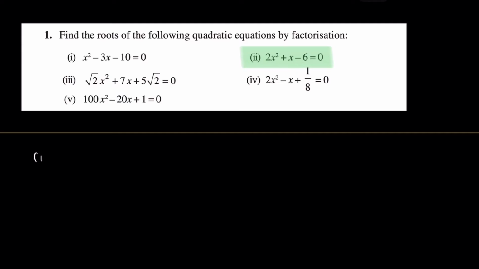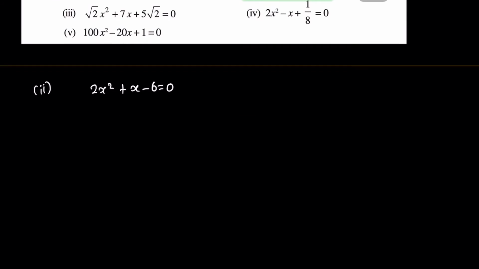Question number 2. 2x square plus x minus 6 is equal to 0. Now compare with the general expression ax square plus bx plus c is equal to 0. Then the value of a is equal to 2, b is equal to 1, and the c value is minus 6.